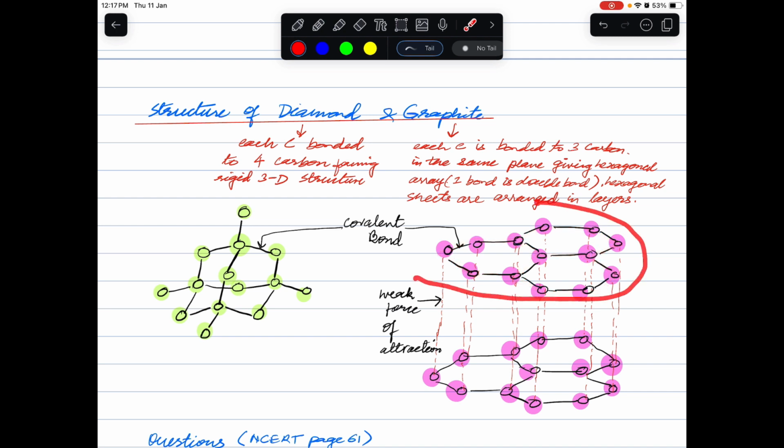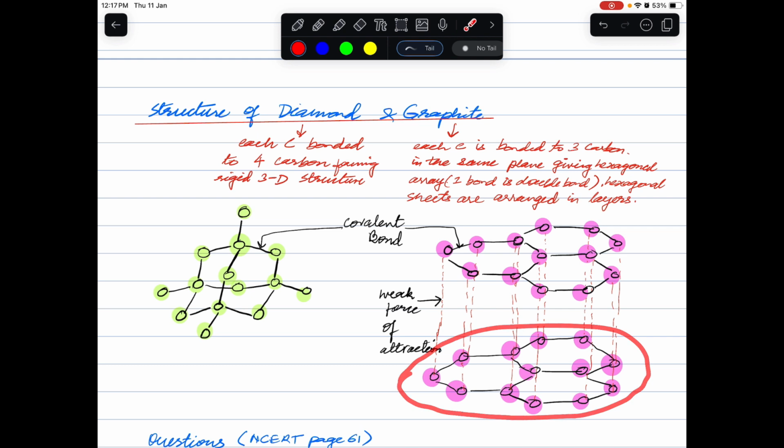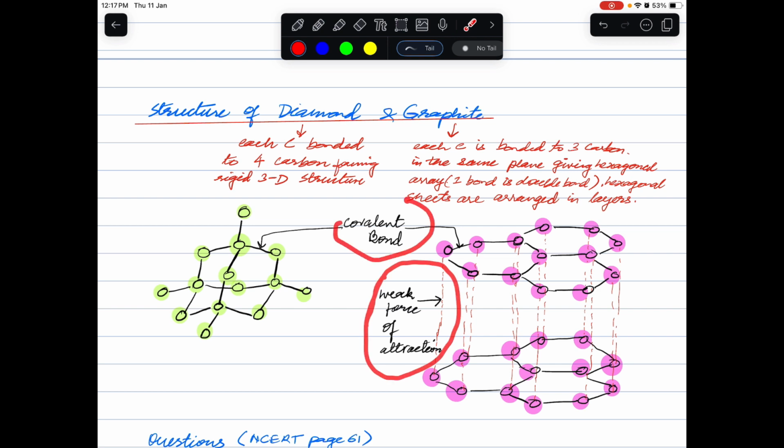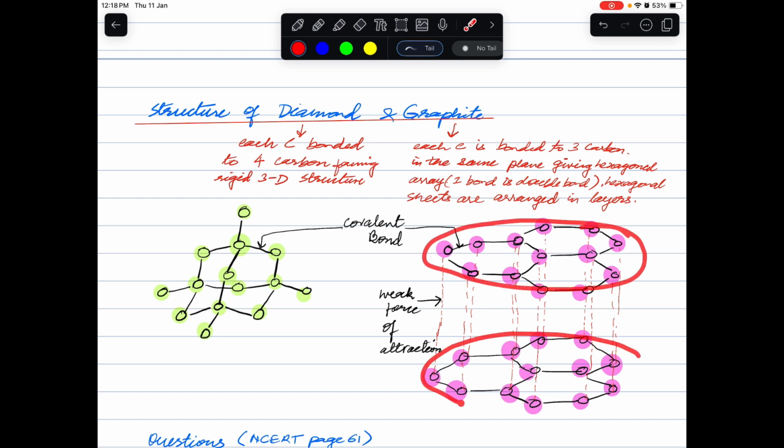Now one layer of hexagonal rings is placed over another layer, and these two layers have a very weak force of attraction, which is much weaker than the covalent bond. So the basic difference between diamond and graphite is that in diamond all bonds, or all attractive forces, are very strong covalent bonds. While in graphite, in the same plane, carbon forms bonds with three atoms. These bonds are covalent, but between different layers we have a wide gap and a weak force of attraction, or weaker intermolecular forces.